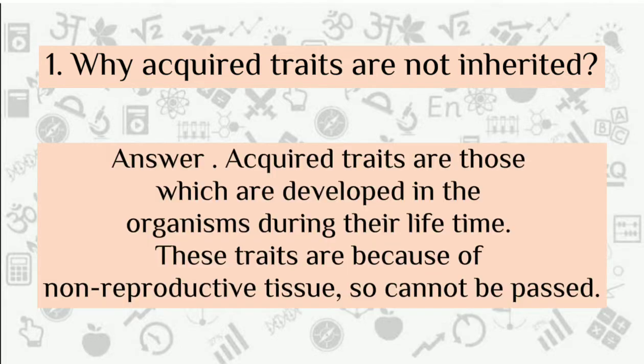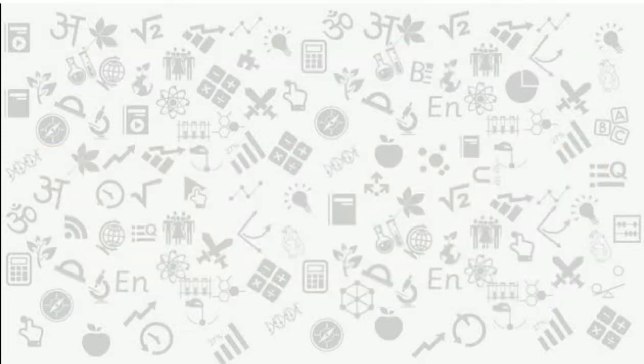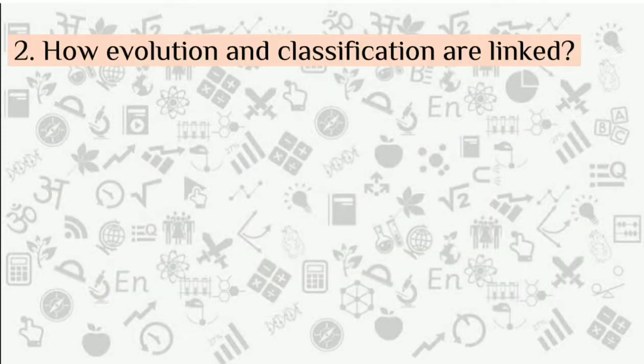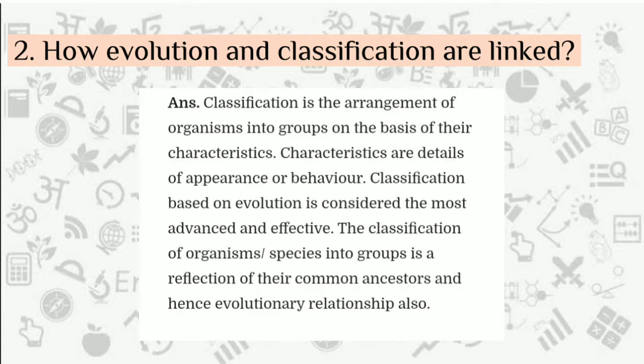Answer. Acquired traits are those which are developed in the organisms during their lifetime. These traits are because of non-reproductive tissue, so they cannot be passed on. 2. How are evolution and classification linked?